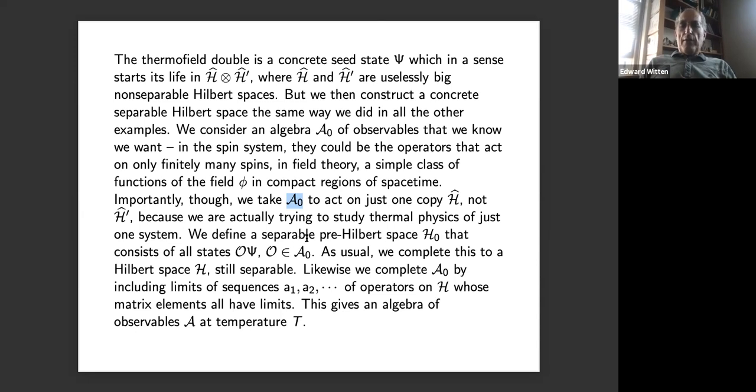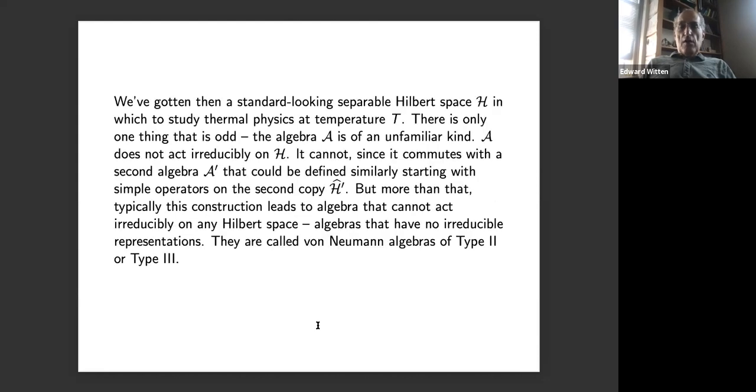So now we define a separable pre-Hilbert space H0 that consists of all states obtained by acting on the seed state psi, the Thermofield double, with operators in this small algebra. As usual, we complete this to a Hilbert space H, still separable. Likewise, we complete A0 in the usual way by considering limits of sequences of operators on H whose matrix elements all have limits. This gives an algebra of observables A at temperature T. We've gotten then a standard-looking separable Hilbert space H in which to study thermal physics at temperature T.